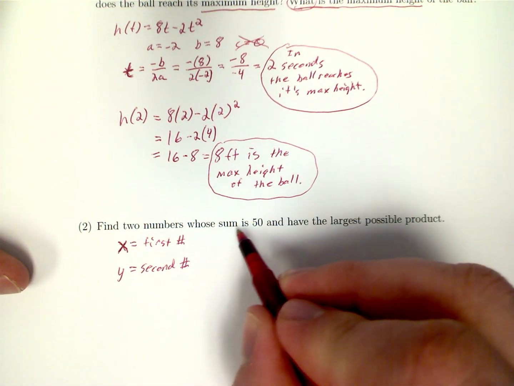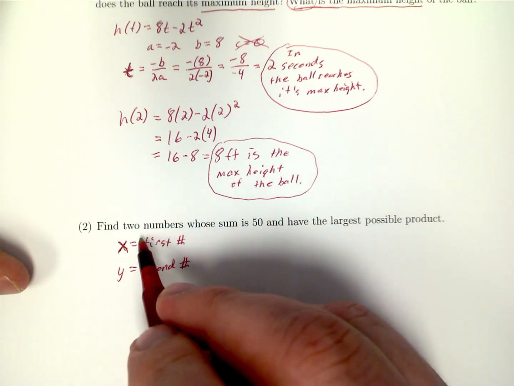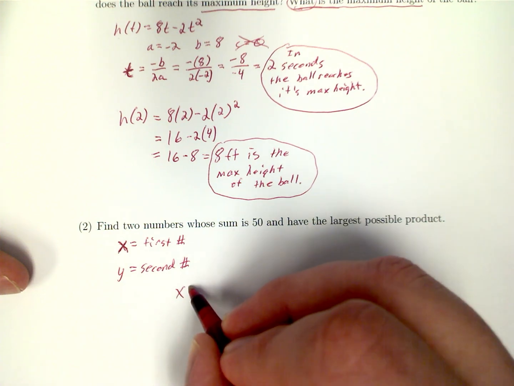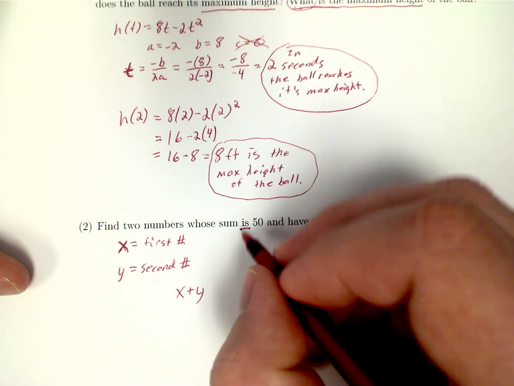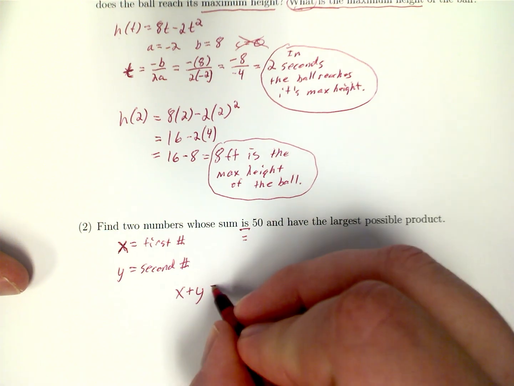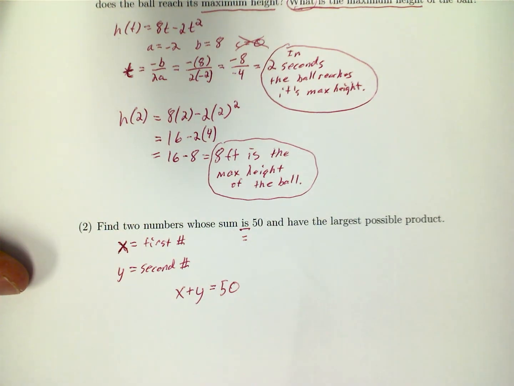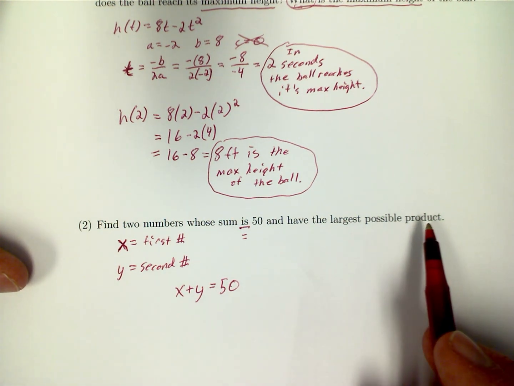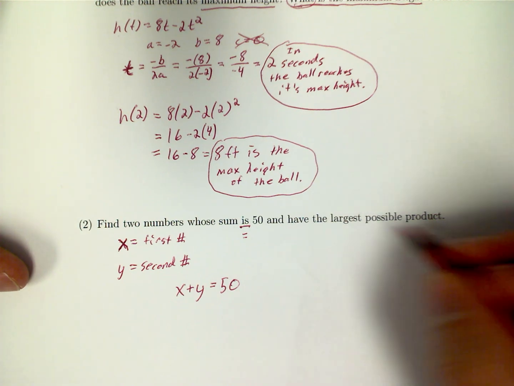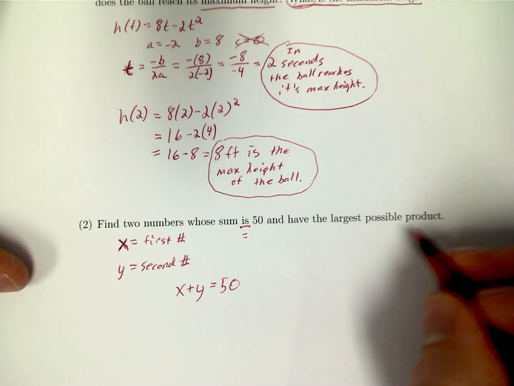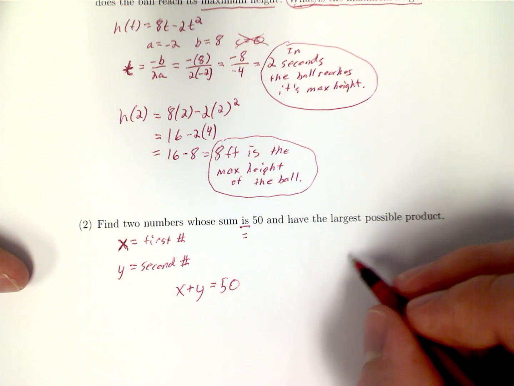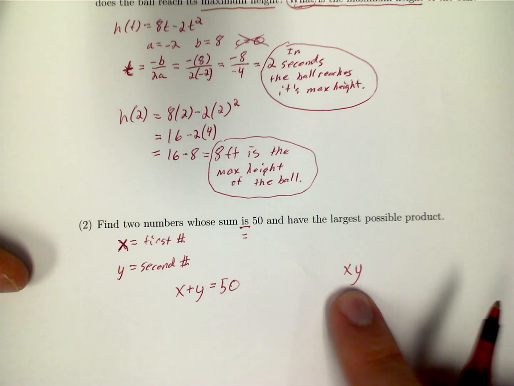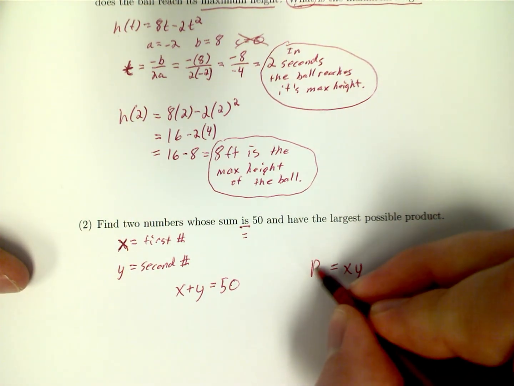A couple things. When you hear sum, you should think add. So the two numbers whose sum, you add them up. And then it says is 50. When you hear is, think equals. So x plus y equals 50. That's one equation. And then it says have the largest possible product. This is where it gets interesting. When we say product, we're thinking multiplication. So we want x times y to be as big as possible. I'm going to call this a function. I'm going to call p the product.